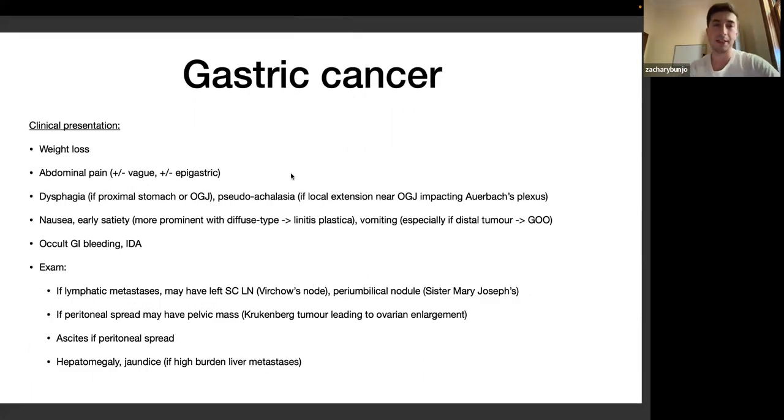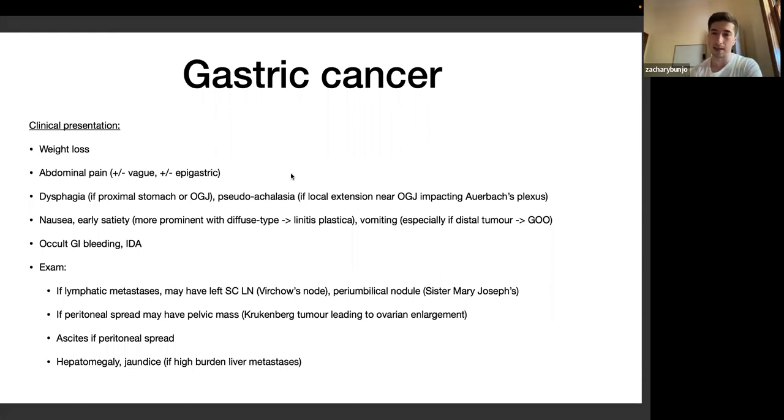And in terms of clinical presentation, weight loss is pretty common. They might have abdominal pain, and dysphagia might be present, particularly if it's a proximal gastric cancer or right near the esophagogastric junction, or they might get a pseudo-achalasia if it's invading Auerbach's plexus and affecting motility near the OGJ. Nausea and early satiety are pretty common, and that's more prominent with that diffuse histological type that I mentioned, where you get a description of linitis plastica, or a plastic flask appearance to the stomach, where it's very rigid and non-distensible.